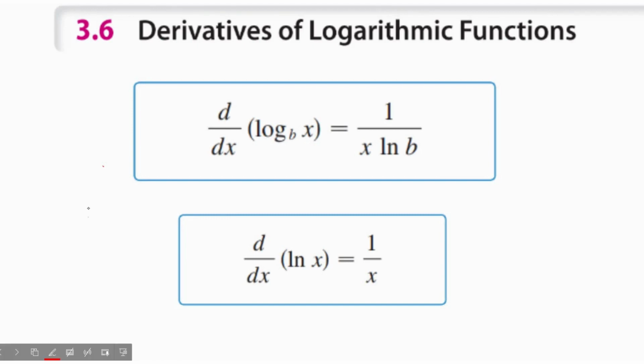This is section 3.6, derivatives of logarithmic functions. To start, the derivative of log with the base b and the variable x will be 1 over x multiplied by ln of the base, and the derivative of ln of x is going to be 1 over x. Let's have a look at some examples where we will use them.